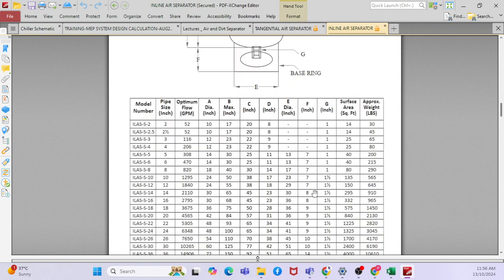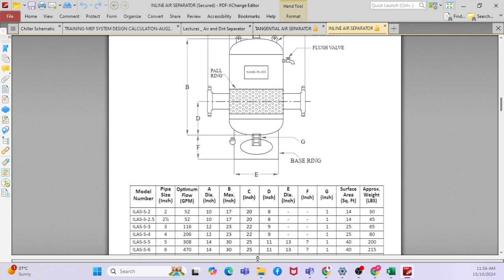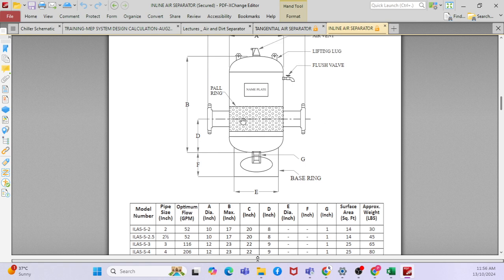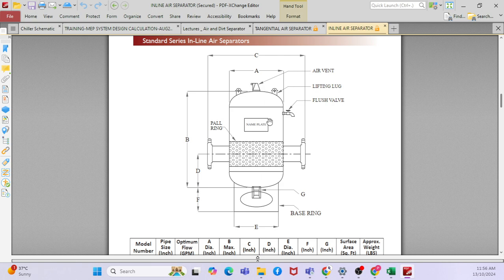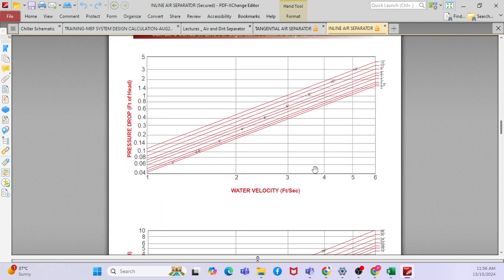So in the inline air separator, you can see the dimensions, model, and pipe size, which is based on the optimum flow. For that particular air separator, you can see inside there is a mesh which separates the bubbles or dust particles. You can see the optimum flow and the dimensions.